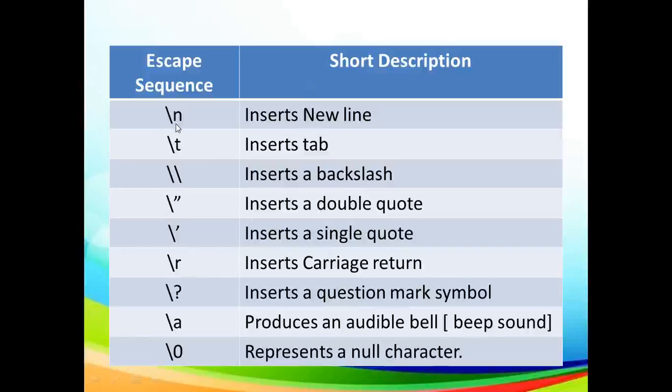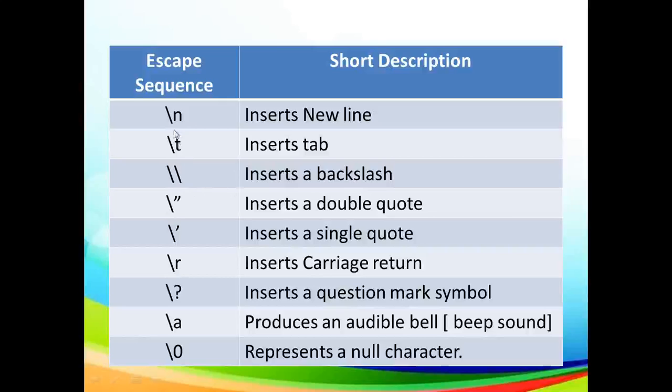So first of all, \n. If you want to give one new line in a program, you can write backslash followed by n. What happens when you write backslash n is that it inserts a new line. Next, if you want to give a tab in between the characters, it usually gives about 6 spaces at a time. So when you write \t, automatically one tab space will be given in that sentence.